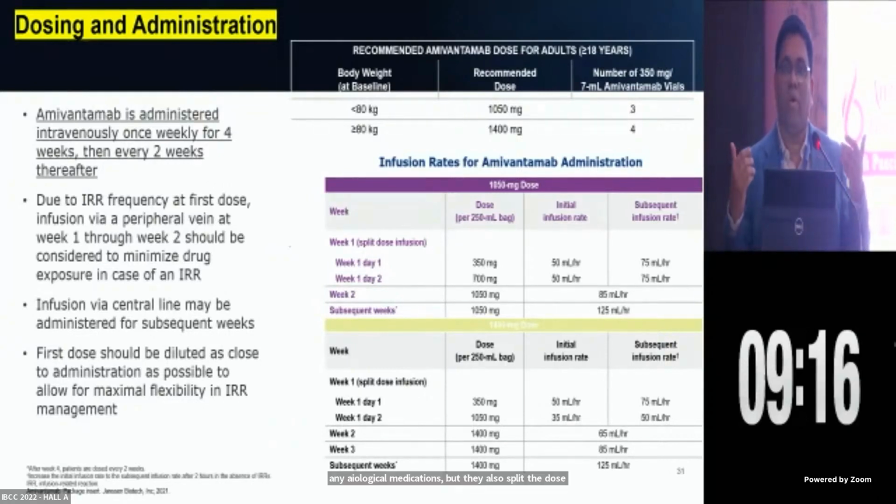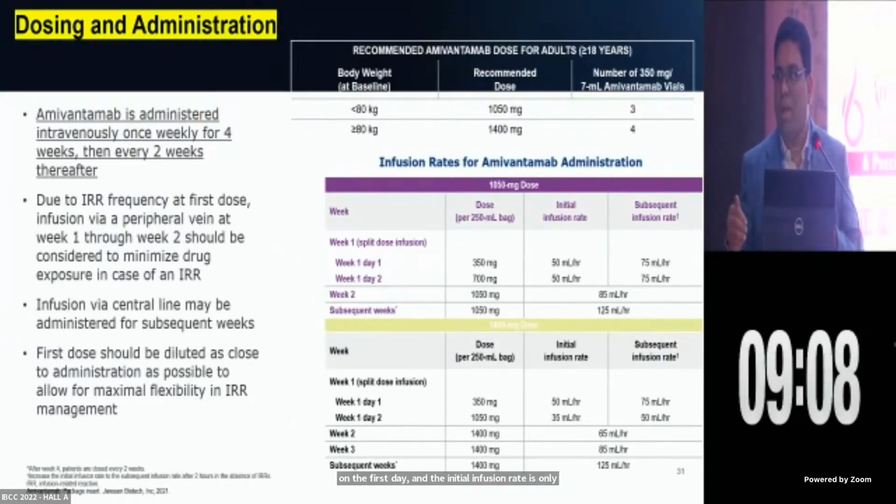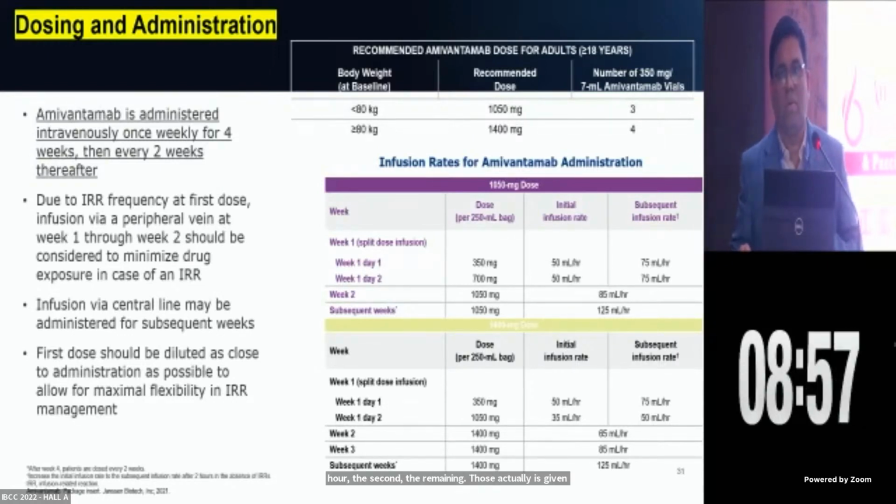So if you're going to dose a new patient, around 35% of the dose is given on the first day, and the initial infusion rate is only 50 ml per hour. After 1 and 2 hours, if the patient doesn't have a reaction, you step it up to 75 ml per hour. The remaining dose is given on day 2, which is the next 70% of the dose.